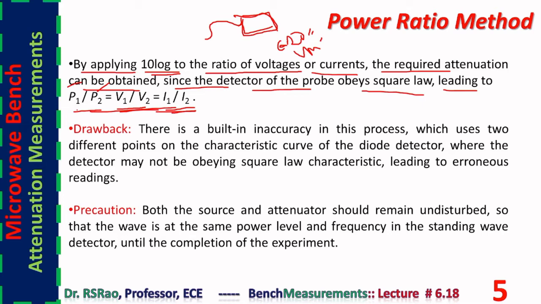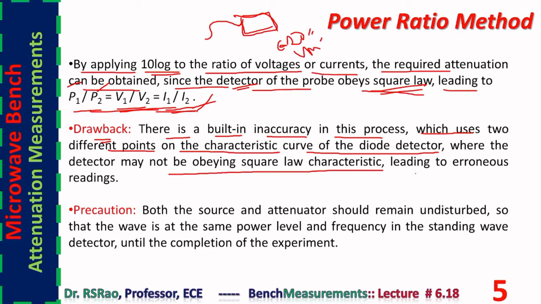This relation P1 by P2 equal to V1 by V2 equal to I1 by I2 is a consequence of the detector obeying square law. There is a drawback with this method. There is a built-in inaccuracy in this process, which uses two different points on the characteristic curve of the diode detector, where the detector may not be obeying square law characteristic, leading to erroneous readings.